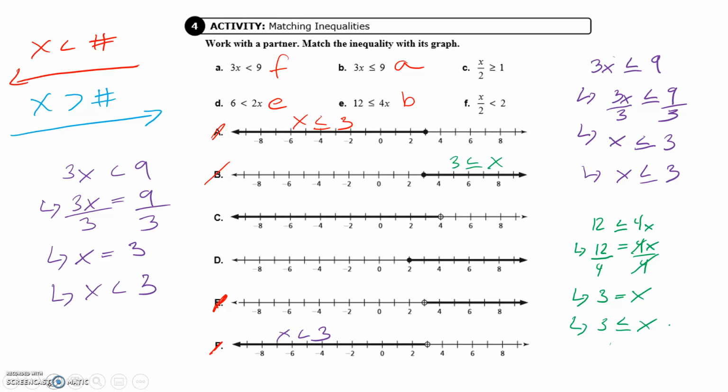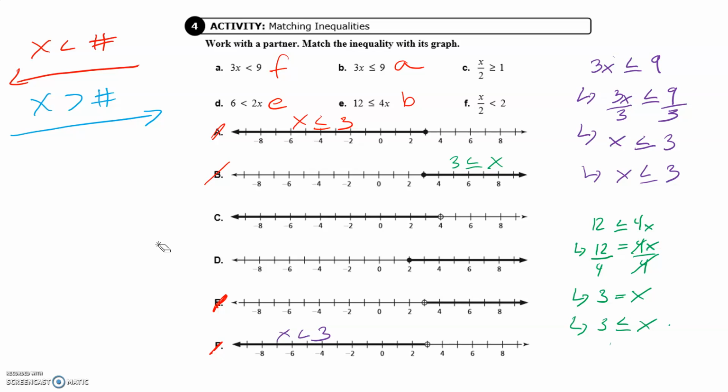I'm going to have to do some erasing over here. So now I have C and F again. I can eliminate those because one's a closed circle and one's an open circle. The closed circle has got to be C, so D must be the open circle. Open circle must be C.